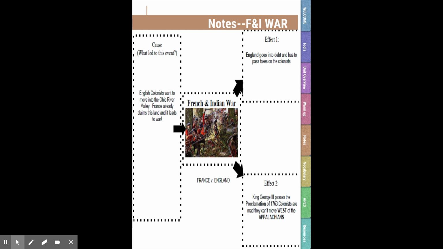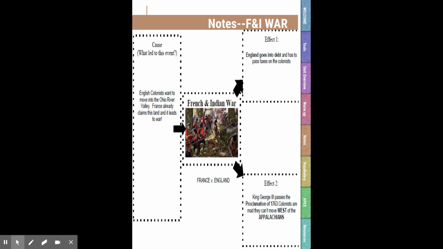So, as I mentioned before, the French and Indian War is where we start to have the turning point in the relationship between the colonists and the king and Britain. The whole reason why we went to war is because the colonists wanted to move to the Ohio River Valley. This region had an abundance of resources and more land in general. So the colonists wanted to expand west of the Appalachians. But the issue was the French already had claim to this land, and they also had allies, the Native Americans, who did not like the colonists.